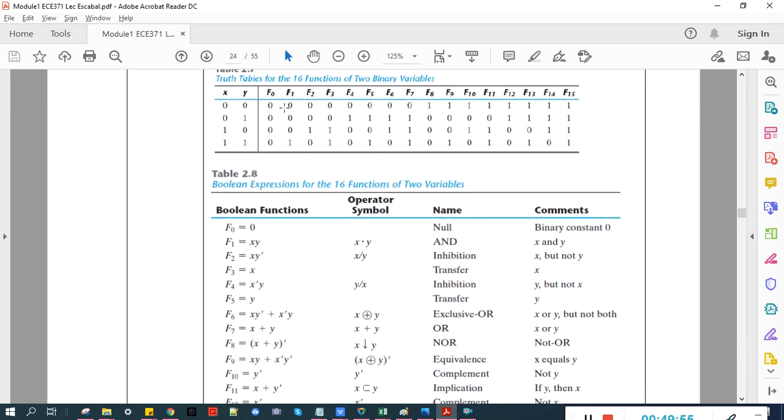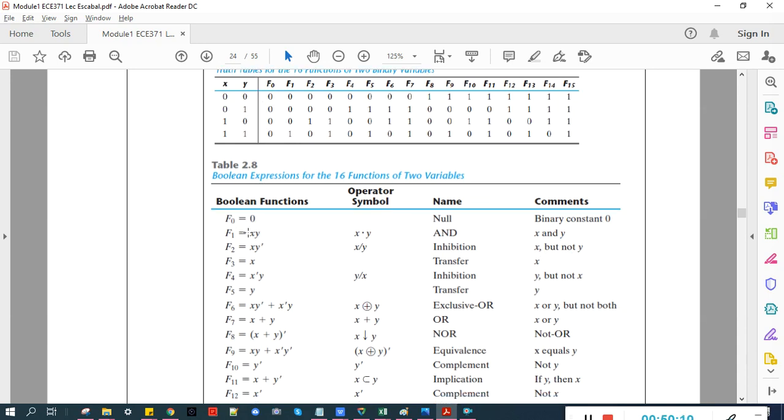For f sub 0, the first function, this is null, binary constant 0, this is the constant. Whatever the input, the output is always 0. For F1, that's the AND operation.